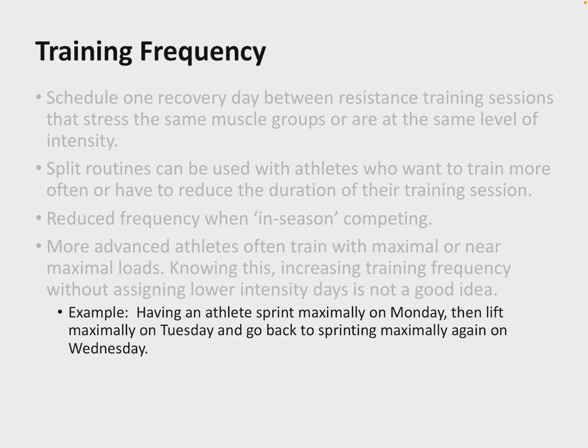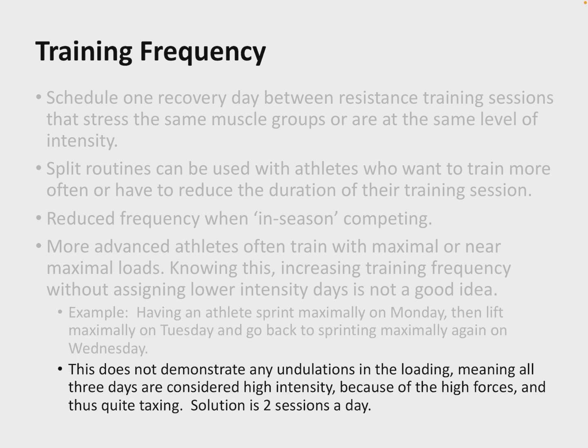So here's an example. Having an athlete sprint maximally on Monday and then lift maximally on Tuesday and going back to maximally sprinting again on Wednesday. If you did that, it really does not demonstrate any undulations in the loading, meaning all 3 days are considered high intensity.